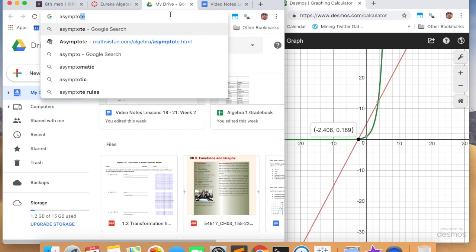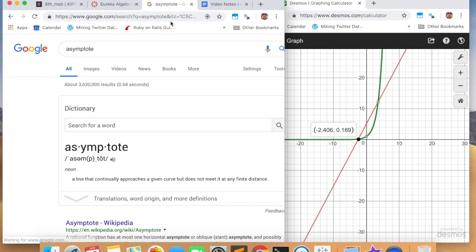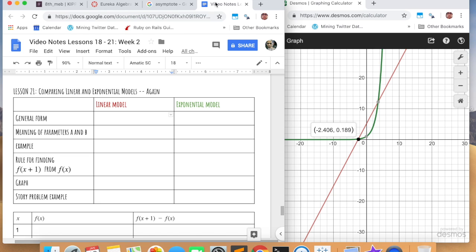So if at any time you forget what an asymptote is, you can Google it. Now we see a definition of a line that continually approaches a given curve but does not actually meet it. Asymptotes are definitely a characteristic of an exponential graph. But let's go ahead and get started with the comparison. I want to know how these are the same or different.